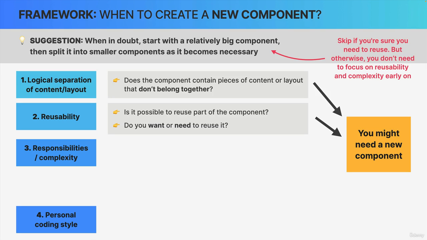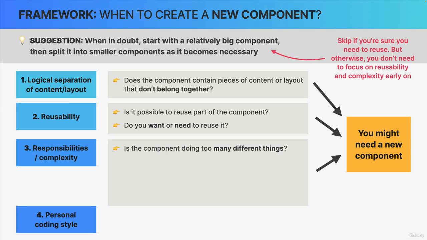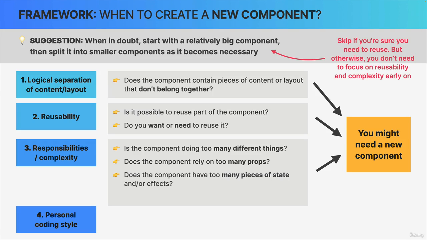Another sign that you should probably extract part of your component into a new one is that your component is doing way too many different things, or that it's relying on too many props. So if your big component has too many pieces of state or effects, or if the code is way too complex or too confusing, it might be, once again, time to create a new, smaller component.